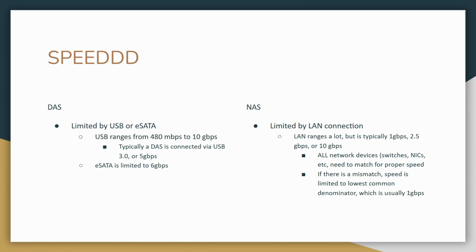A NAS is limited by the LAN connection. LAN connections range a lot, but are typically 1 gigabit per second, 2.5 gigabit per second, or 10 gigabit per second. All network devices such as switches, network interface cards, and more need to match for the proper speed. If any one of these are incorrect, such as a mismatch, speed is limited to the lowest common denominator, which is usually 1 gigabit per second.